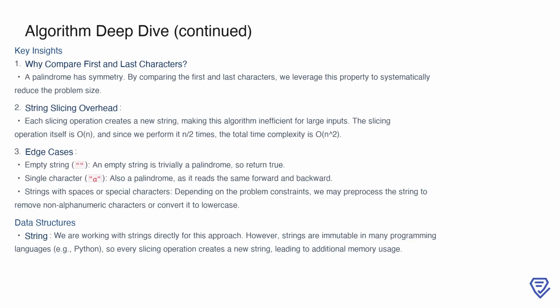For edge cases, an empty string is trivially a palindrome, as there are no characters to mismatch. Similarly, a single character string is always a palindrome. Depending on constraints, we might also need to pre-process the input to normalize case or remove non-alphanumeric characters. It's important to remember that strings are immutable in many languages like Python, which contributes to the slicing overhead. These limitations highlight the need for a more optimal approach.